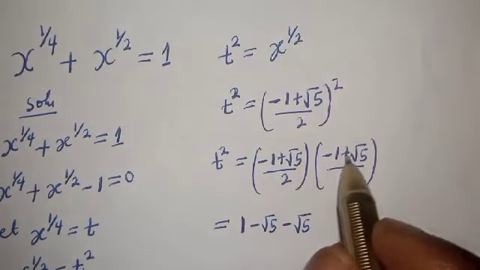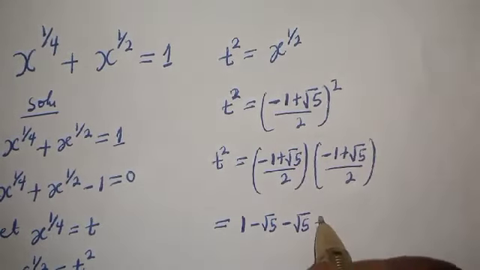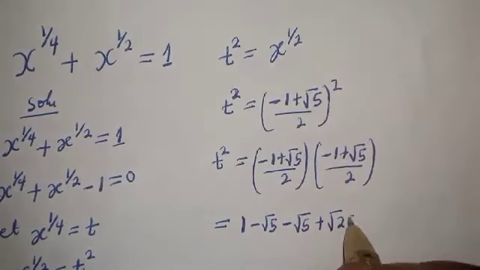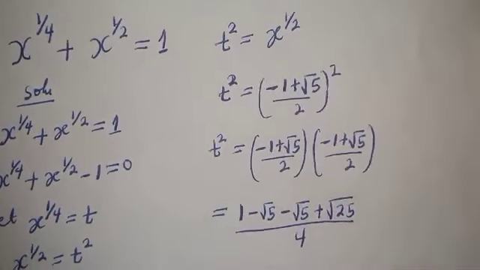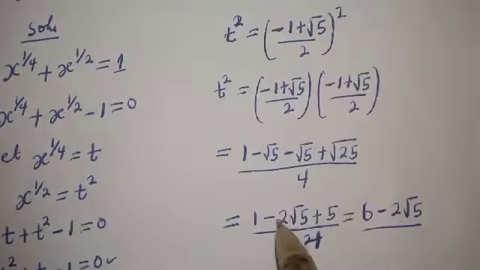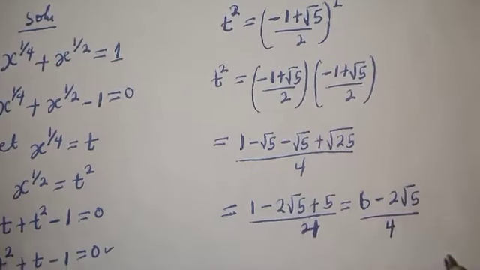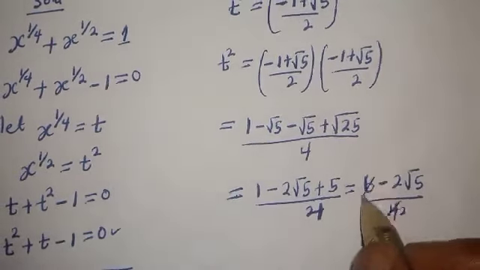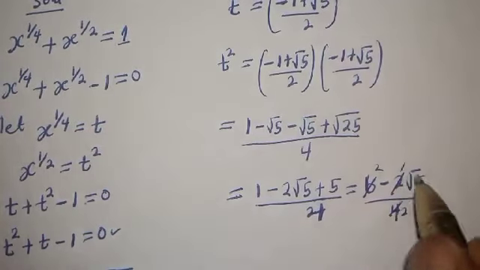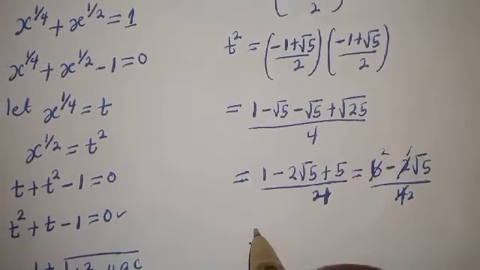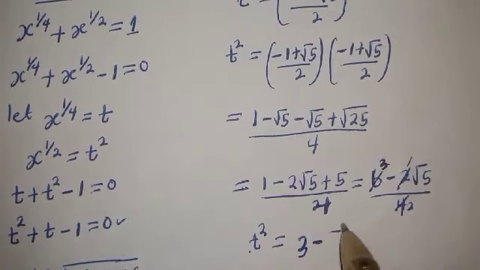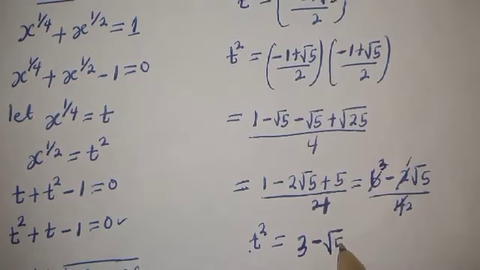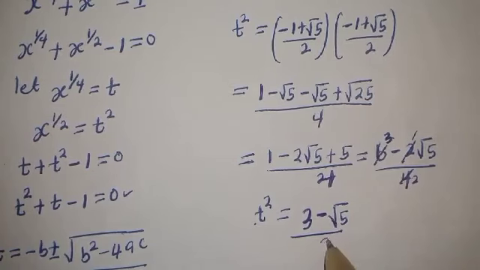Then plus root 5 times plus root 5, that is plus root 25, over 2 times 2, 4. Equal to 1 plus 5, that is 6, minus 2 root 5 over 4. Then you can divide this by 2, divided by 2, divided by 2, that is 1. t squared is equal to 3 minus root 5 over 2.